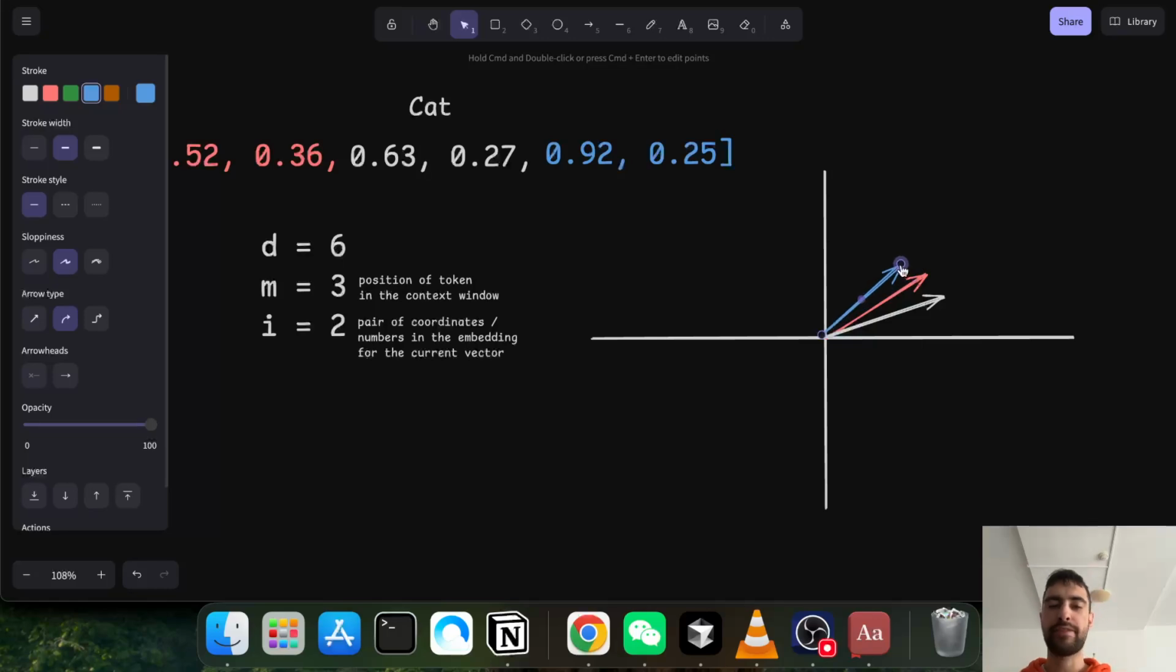But that's why you have a lot of these vectors, a lot of these pairs. So if the vector is 7,000 numbers long, then you have 3,500 pairs. And the neural network will just look at all of them.